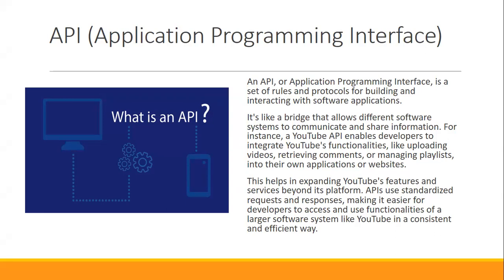Consider that I understand Telugu and you understand Hindi. We can't communicate. We require an intermediary which understands both languages, by means of which we can communicate. So an API is a set of rules and protocols for building and interacting with software applications. It's like a bridge that allows different software systems to communicate and share information.